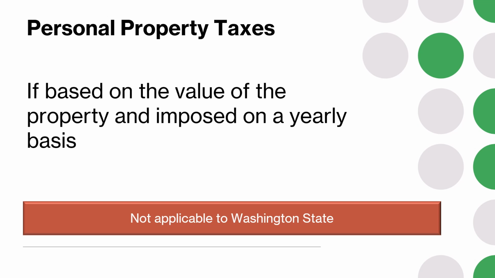A lot of times people will want to deduct their tabs for their car, or those kinds of taxes, and those are not the right kind of tax for the personal property tax. So this is another one that we sometimes find ourselves educating our taxpayers on, that in Washington State, the property taxes that you're paying for anything other than real estate are not based on the value of the property, and they're not imposed on a yearly basis, and so they are not deductible on Schedule A.